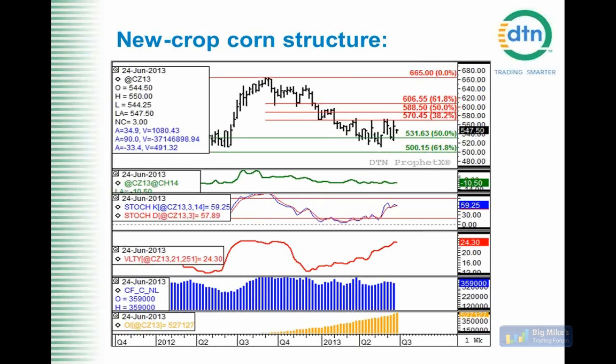So we've got some things going on. The non-commercial position is the blue histogram there towards the bottom. And you notice that it's also stabilized. So that's not going anywhere. That's why we have a sideways trend basically going on in the December futures market. But notice the red line, the fourth study down. That's the volatility. December corn has high volatility.